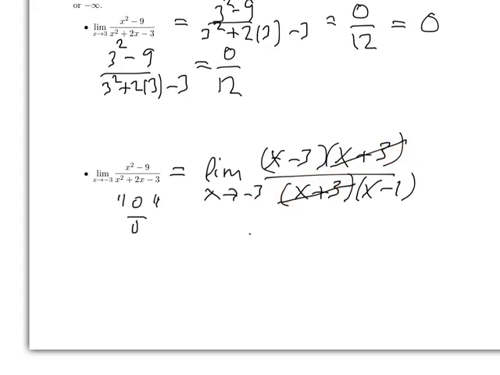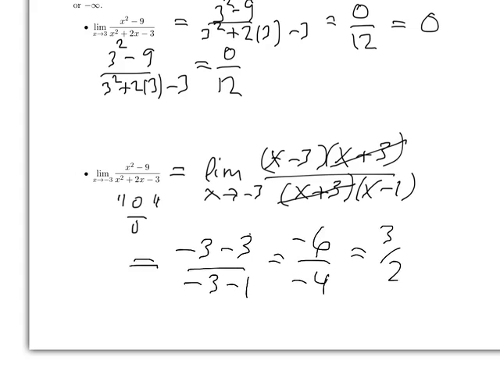And now I'm in a position to use the direct substitution property. Right? Since what remains here is not 0 when I plug in minus 3, I just plug in. So the answer to that limit is 3/2.